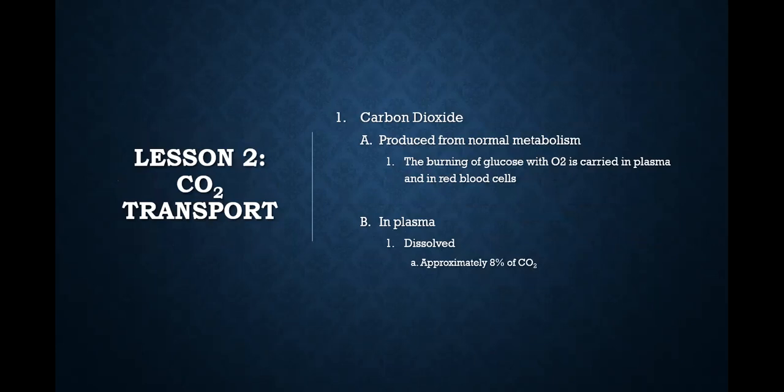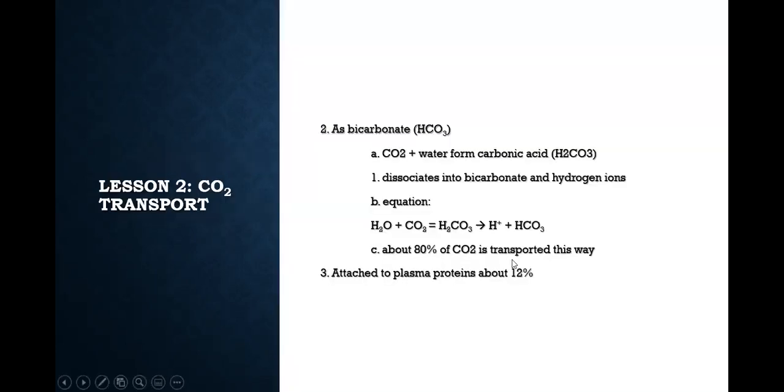Now, carbon dioxide is transported. It's got to get from those tissues out to the air. So how does it get there? It's got to be transported up to the lungs to get rid of it. Some of it is dissolved in the plasma, just like oxygen, and that's about 8%. Some of it travels as bicarb, which is 80%, the most common way. And then the last bit of it is attached to plasma proteins. Make sure you study the bicarb way.